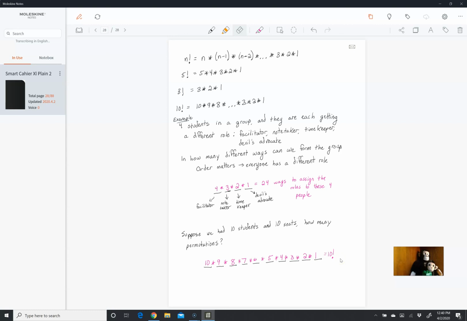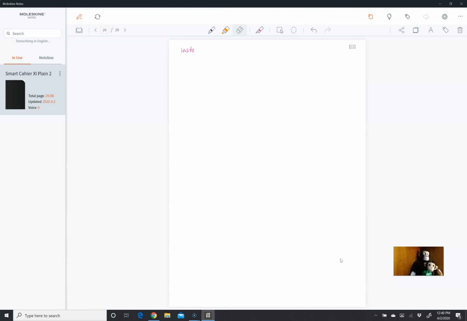Suppose that we're not seating everybody though, okay? Let's just seat 5 of the 10 people. So if we only seat 5 of the 10 people, then what we're doing is we're saying we have 5 seats.